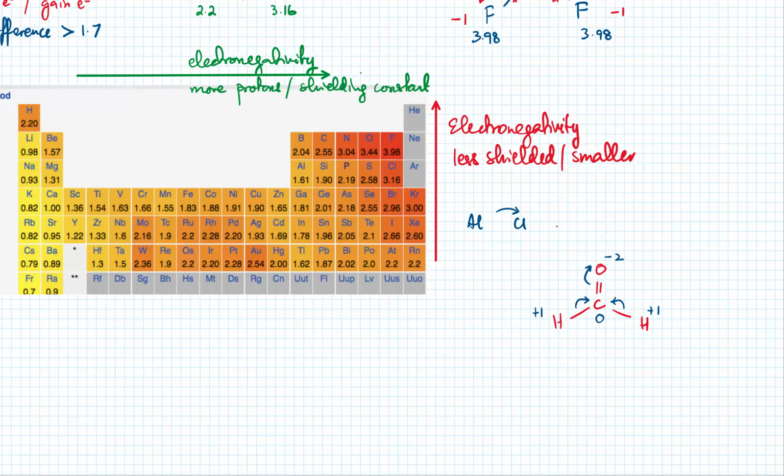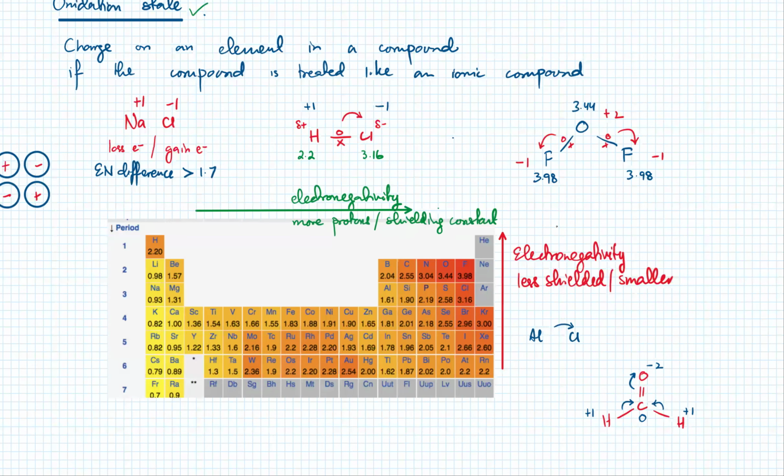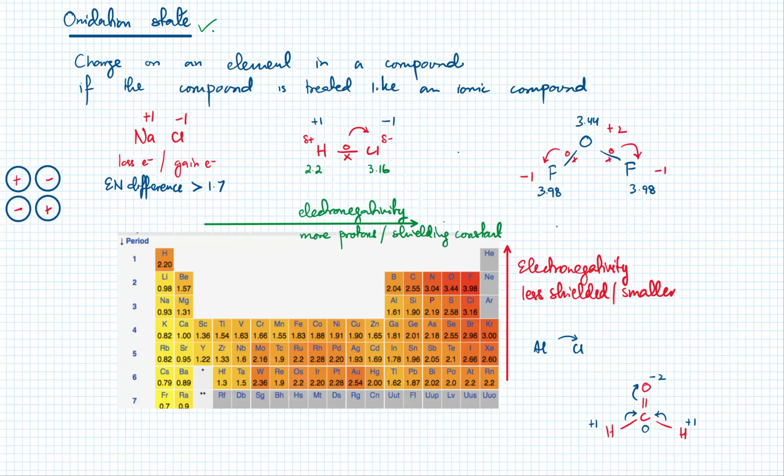Okay, so remember, this is your backup. You're not going to use this method, but that's your backup. If you ever get stuck and the other method doesn't work, then you can use this method. Okay, so you clear it? So we're going to try and do balancing redox equations tomorrow then.